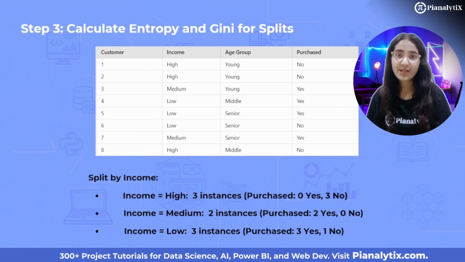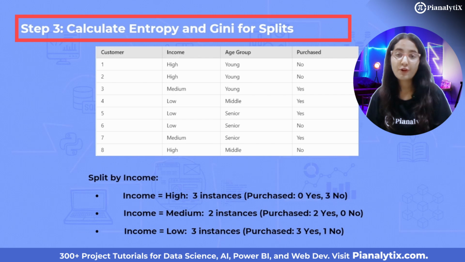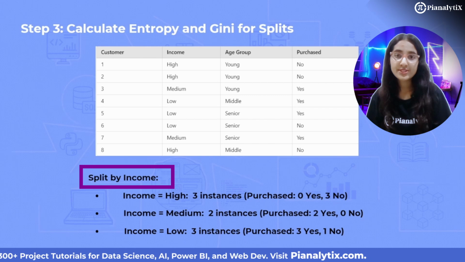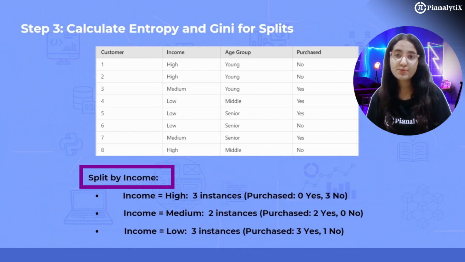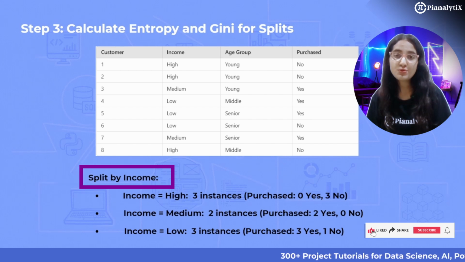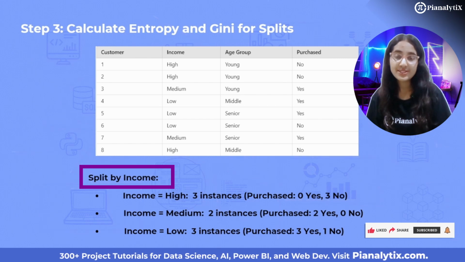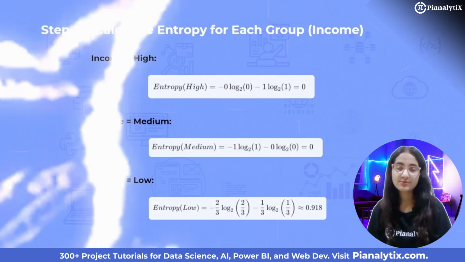Step number 3. Calculate entropy and Gini for splits. Now we'll split the data based on the features and calculate the entropy, Gini impurity and information gain for each split. Split by income. High has 3 instances in which purchase has 0 yes and 3 no. Medium has 2 instances where purchase has 2 yes and 0 no. Whereas low has 3 instances in which purchase has 2 yes and 1 no.